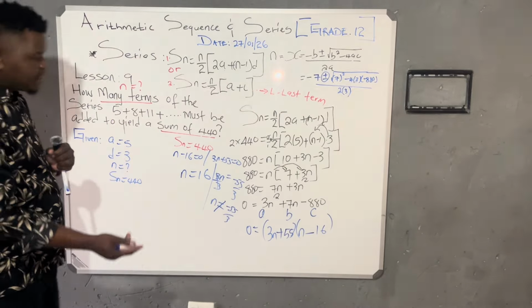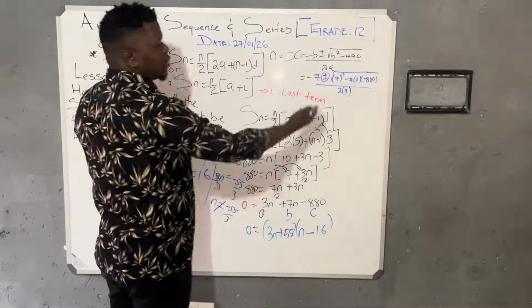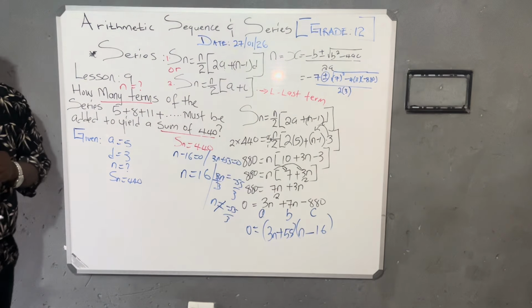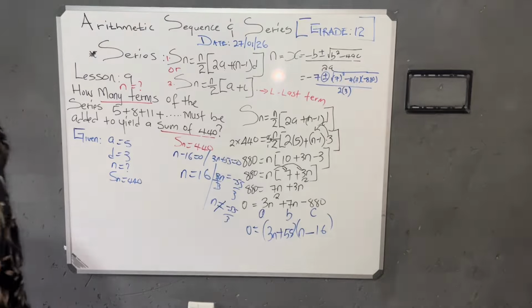That's how you choose if you're having two solutions when you're using the quadratic or factorization. You're going to get two solutions. That's how you select the correct answer.